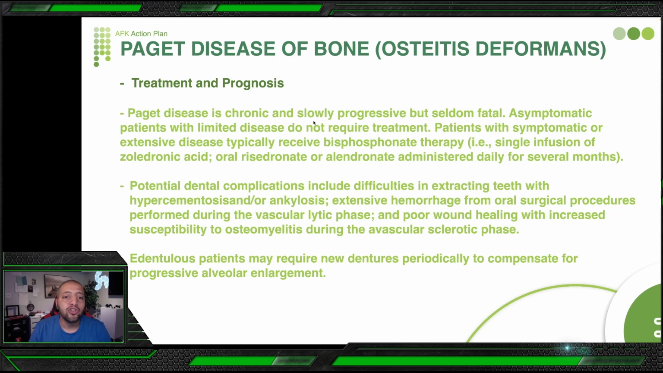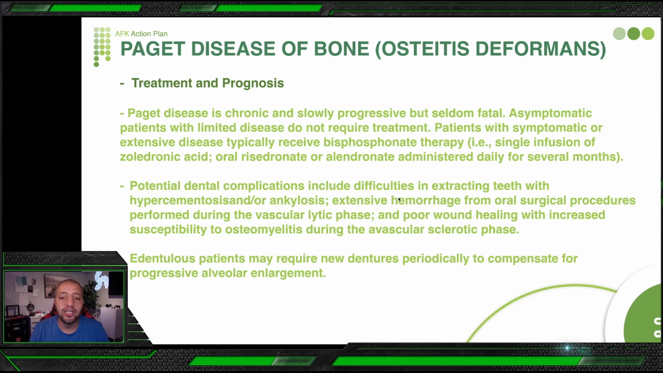Treatment. Paget disease is chronic and slowly progressive but seldom fatal. Asymptomatic patients with limited disease do not require treatment. Patients with symptomatic or extensive disease typically receive bisphosphonate therapy, like a single infusion of zoledronic acid, and pay attention to the names: zoledronic acid, oral risedronate, or alendronate administered daily for several months. Names are important. Why are names important? Because I will give you another scenario now.